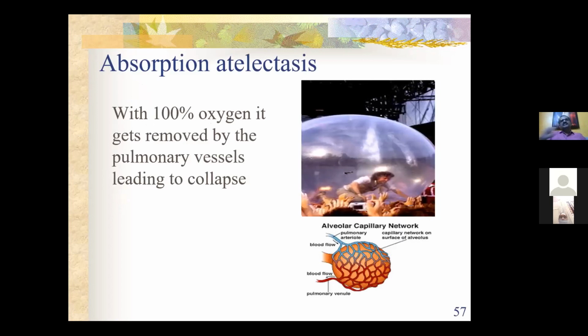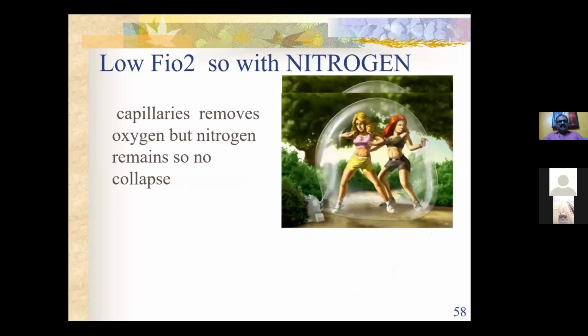And when you start off with 100% oxygen, you'll be giving 100% oxygen, and there is no nitrogen or anything that is usually present in the air. So if all the oxygen is getting removed by the pulmonary vessels, then there can be collapse of the alveoli. So we have to bring down the oxygen from 100% to at least 60%. That is the target within 6 hours. That is what we are trying to achieve when you are using a ventilator.